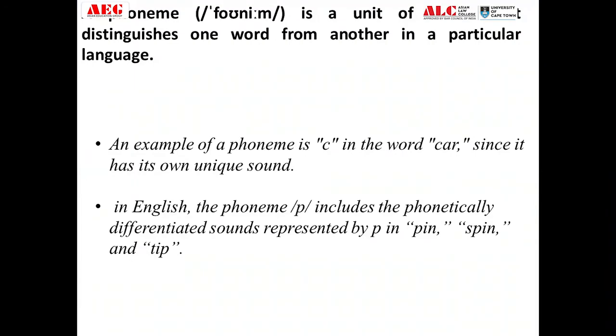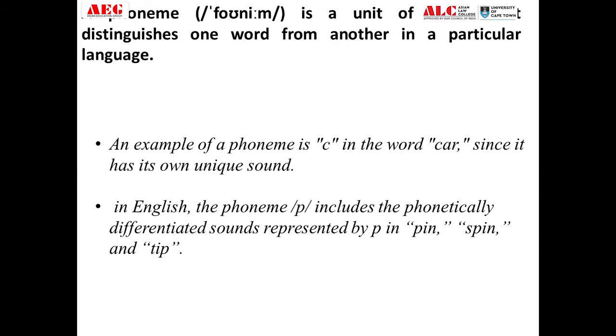Now, a phoneme. A phoneme is a unit of sound that distinguishes one word from another in a particular language. An example of a phoneme is C in the word car, since it has its own unique sound. Say an example, when you say car, that C, that's an example of a phoneme, right?